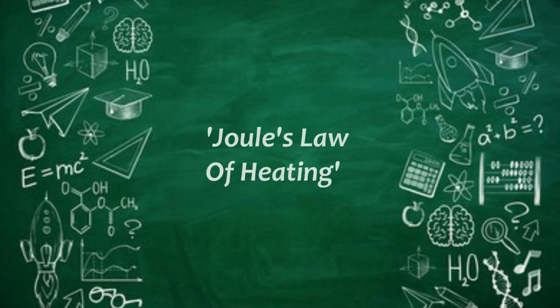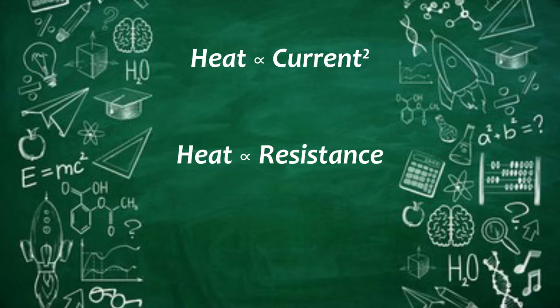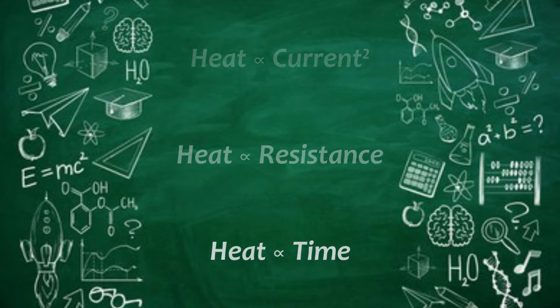I will be explaining Joule's law of heating. So what is Joule's law? According to Joule's law, the heat produced in a resistor is directly proportional to the square of the current for a given resistance, is directly proportional to the resistance for a given current, and is directly proportional to the time for which the current flows through the resistor.